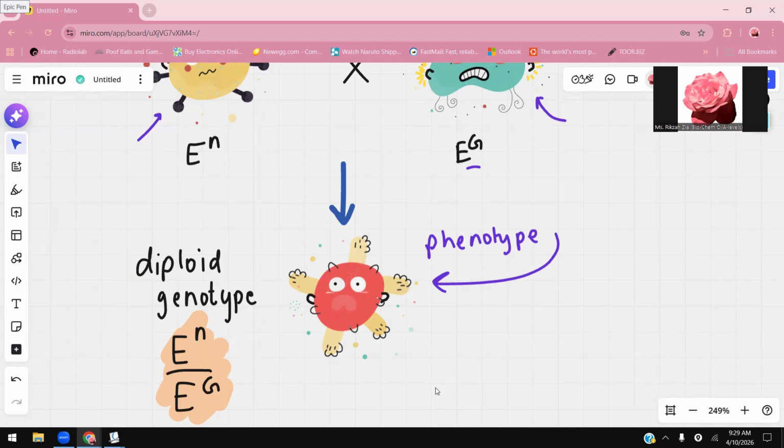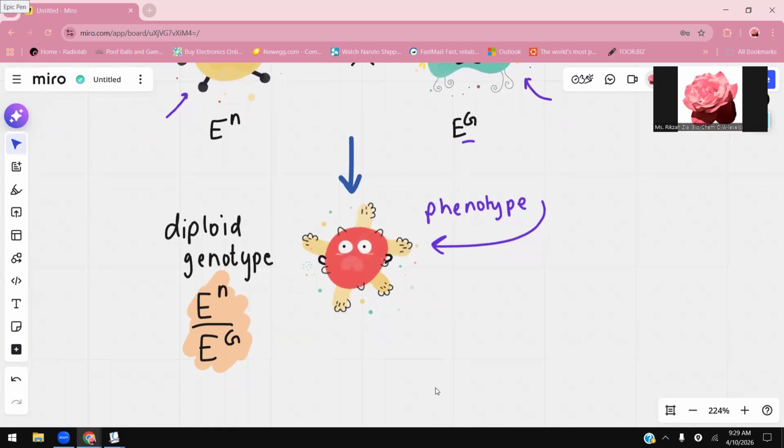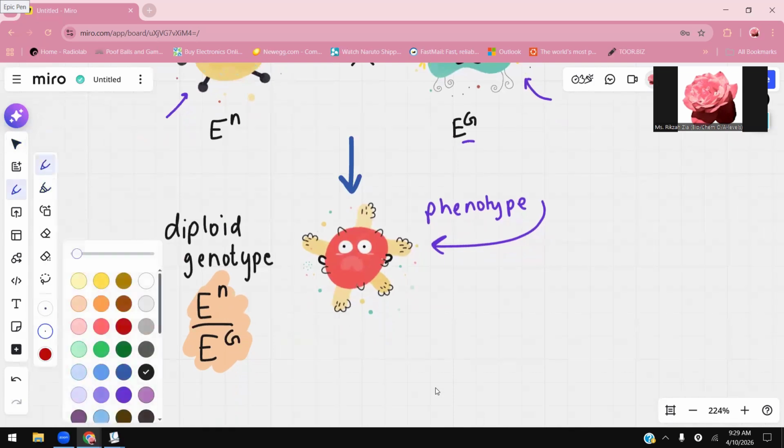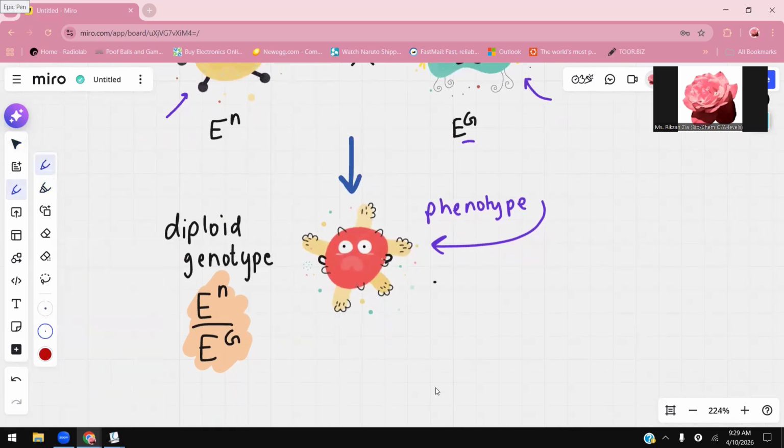So let's say somebody did this experiment and they found out that the phenotype was actually non-glowing ears.